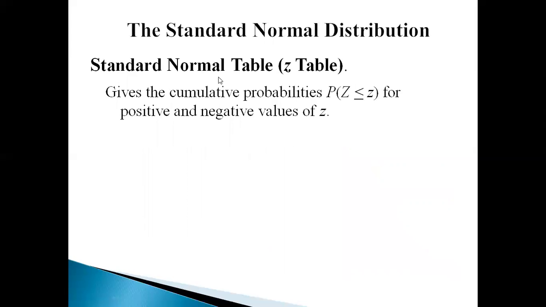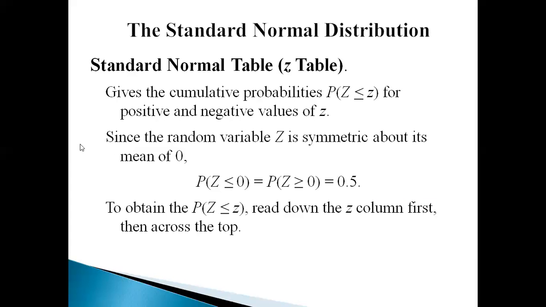So the standard normal table, the z table, it's in our book, gives the cumulative probabilities, the probability of capital Z less than or equal to z for positive and negative values of z. Now, since the random variable capital Z is symmetric about its mean of 0, the probability of capital Z less than or equal to 0 is the same as the probability of capital Z greater than or equal to 0, and that's that 0.5, and that's what we saw in that previous picture.